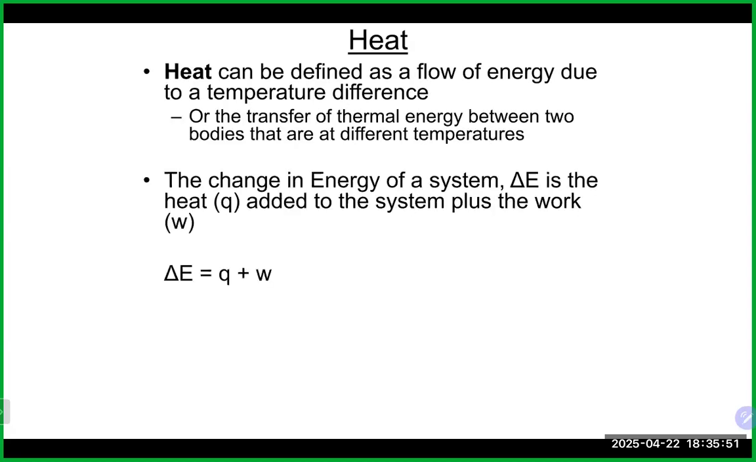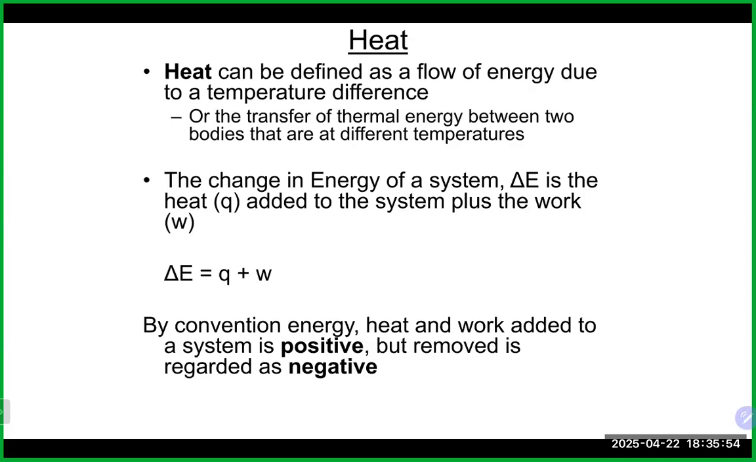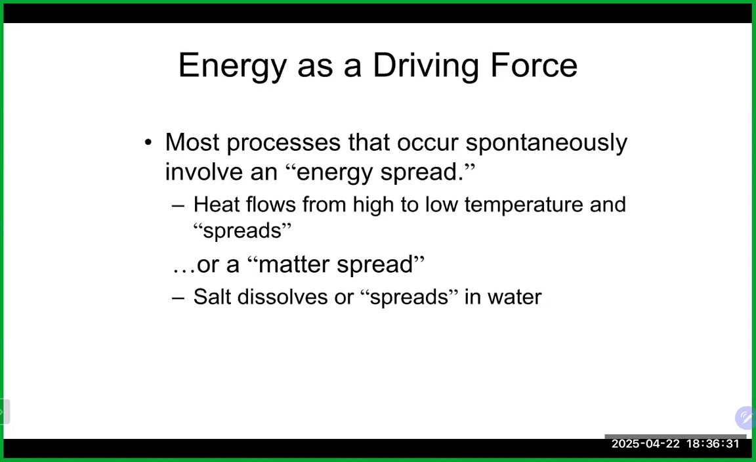So heat, as we talked about, can be defined as that flow of energy due to a temperature difference, and that transfer of thermal energy between two bodies that are different. The internal energy is equal to Q plus W. Q is heat, W is work. And the internal energy works kind of the same way. If it's negative, it's sort of like an exothermic energy being given off, and if positive, sort of being absorbed. Energy can be used, obviously, to do some type of work, either on a system or by a system on the surroundings. By convention, if work is added to the system, it is positive, but if we remove it, it is negative.